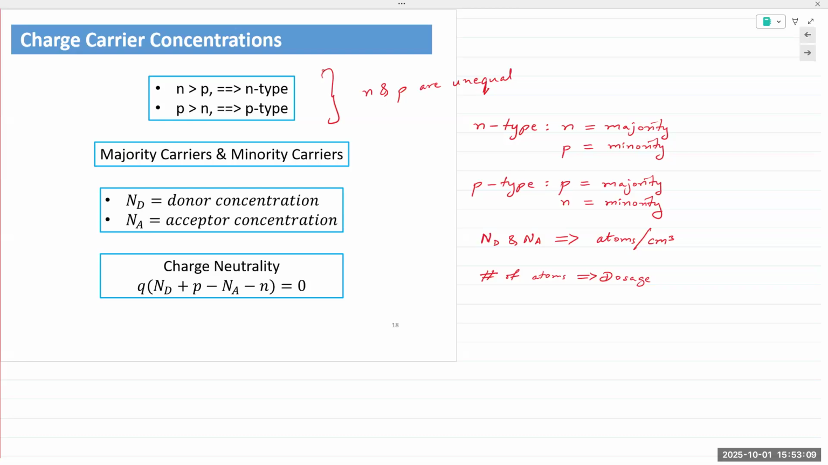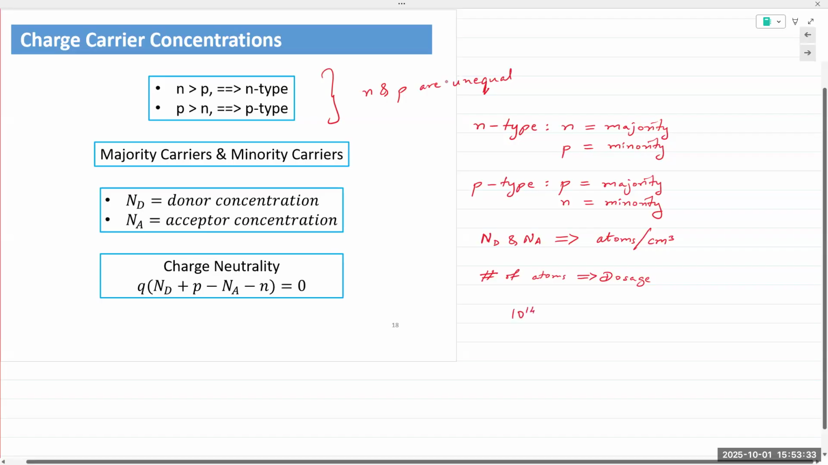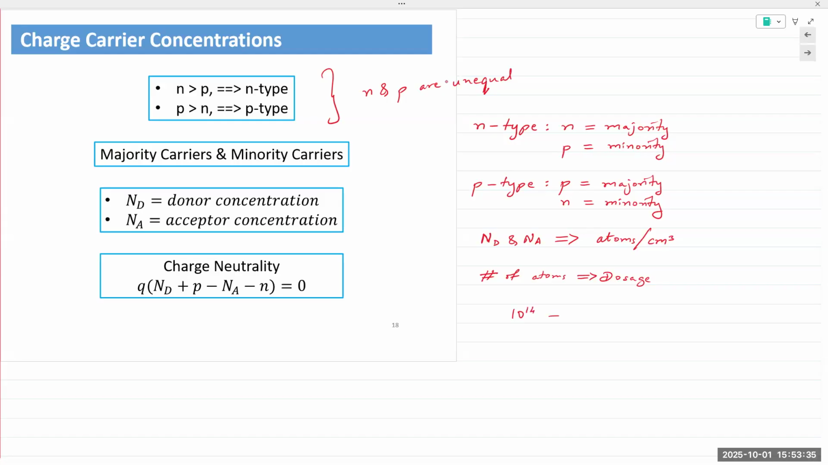Okay, so dosage is basically the number of atoms that we want to get implanted into our samples, right? And so ND and NA, it's always like 10 raised to 16, 17, 18, 19 atoms per centimeter cube. That's how we define them. Typical dosage would run from 10 raised to 14 to 10 raised to 20, 10 raised to 21 atoms per centimeter cube.